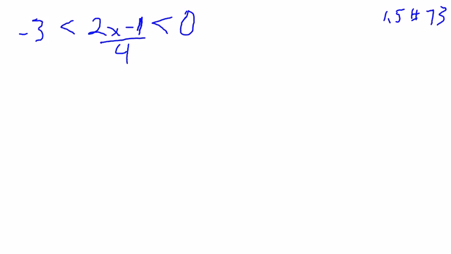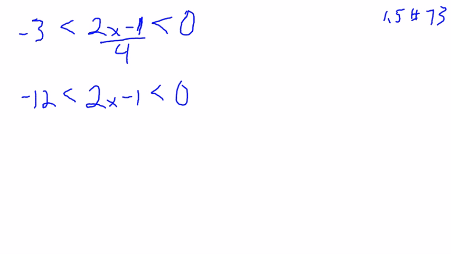So this one really only has three layers around it: the divide by 4, the minus 1, and the times 2. And I'm going to take care of them in that order. First thing I'm going to do is multiply all three pieces by 4. That gives me a negative 12. The 4 cancels with the 4 in the bottom. That's what I want it to do. So I get 2x minus 1. And then 4 times 0 is just 0.